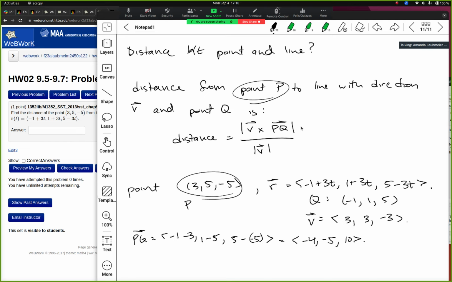And then we would have to take V cross PQ, which I definitely don't have time to do, but we would just follow our formula or use that determinant approach if that's what works best for us.